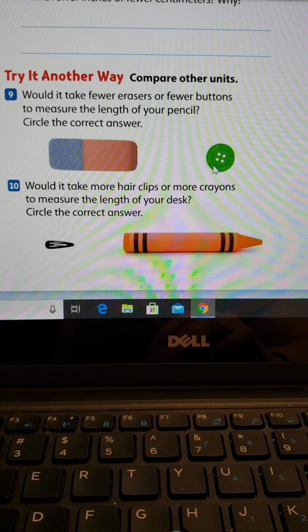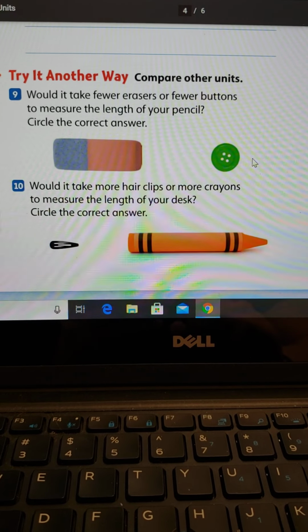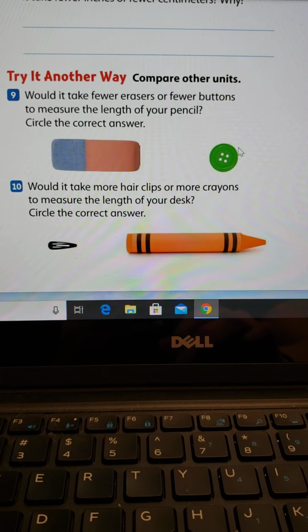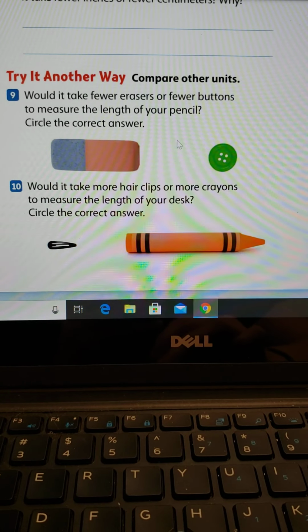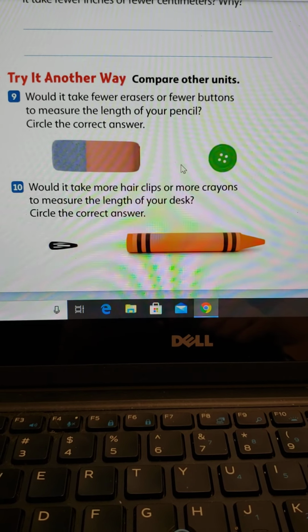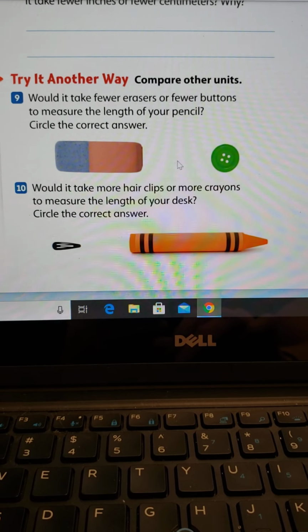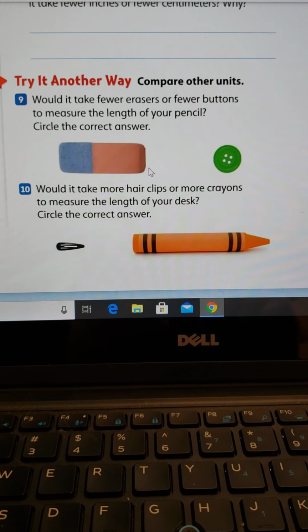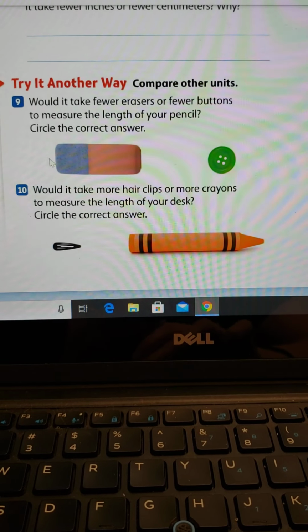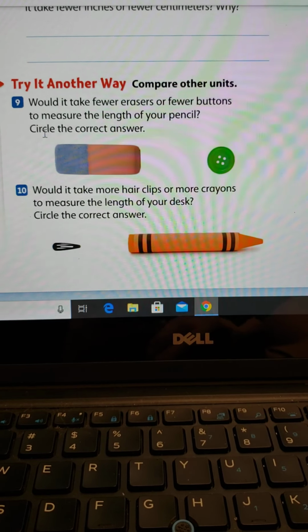Let's think about that. I said up here in the last question that it's going to take less inches because the inches are already bigger. I wonder, do you think that if something is bigger, it will take you less of that to measure something? I hope you said yes, because if you did, you are correct. The bigger something is, the less you need to measure something. So because the eraser is longer, it's going to take me less of them to measure how long my pencil is.